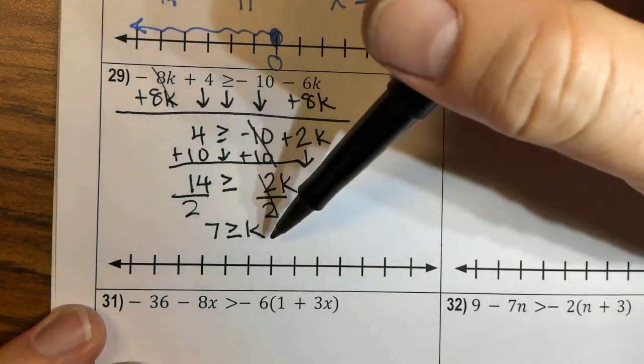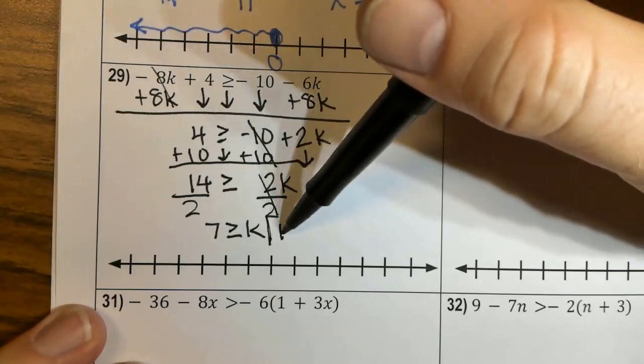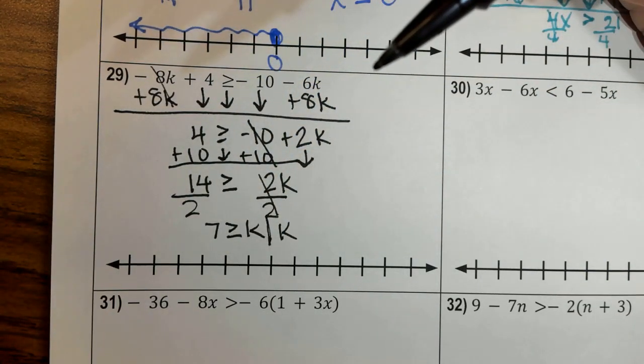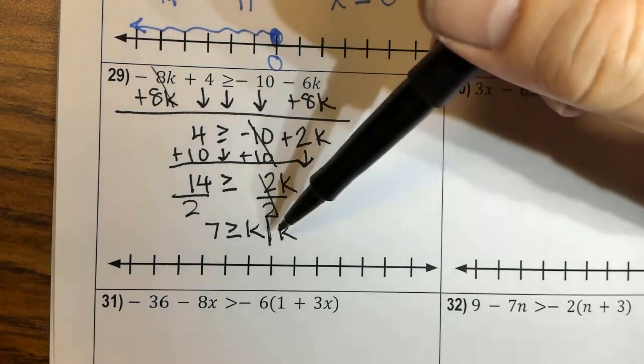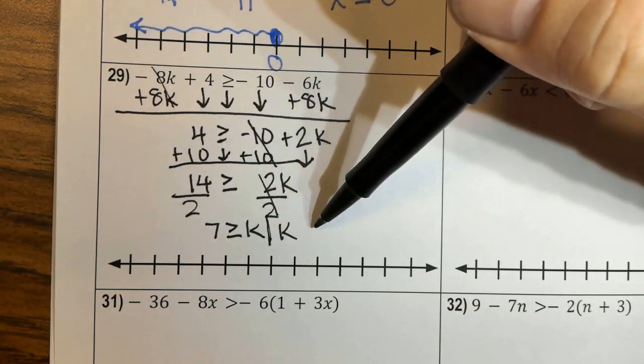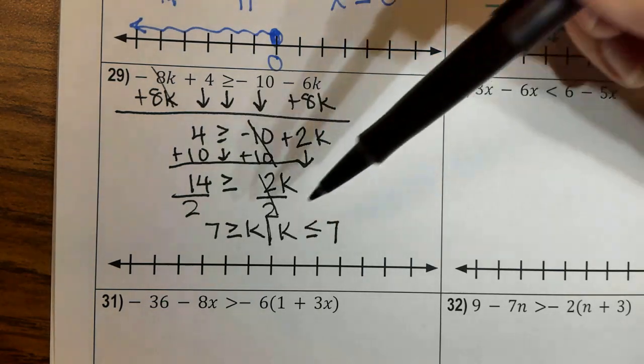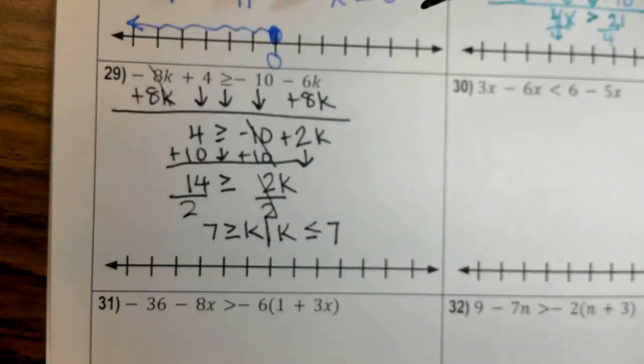And because k is on the right, I can pretend there's a mirror. Alright, sorry about the beeps. Okay, so k is on the right, so I do a mirror right k. I change the sign and put 7. So k is less than or equal to 7.